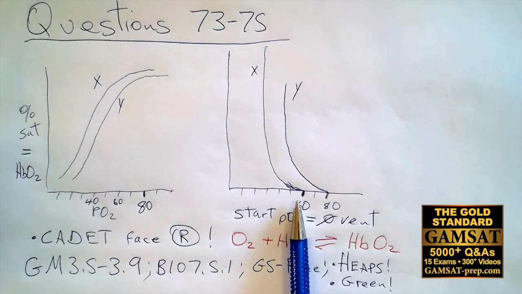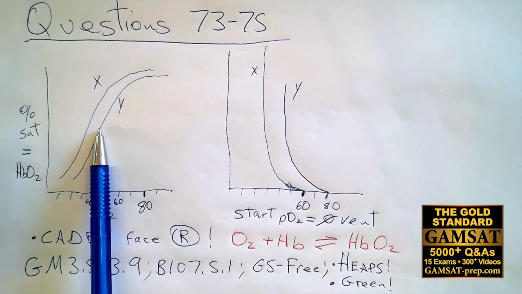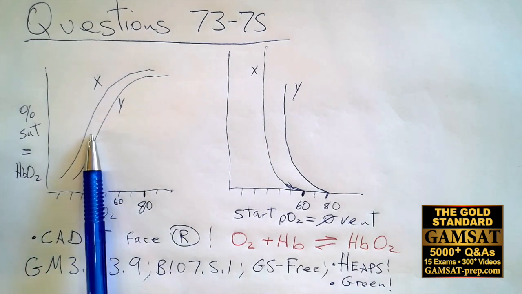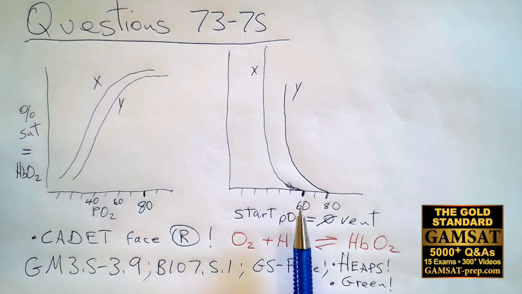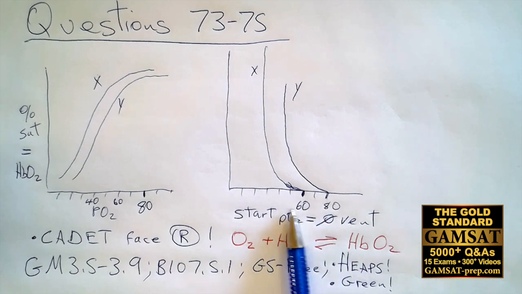Answer choice C, the bird with the lower oxygen affinity increases ventilation at a lower PO2. Okay, so who has the lower oxygen affinity? We've already established Y does. And then when we look back at the ventilation, we notice that Y begins ventilation at 80, which is the higher PO2. And so 73, the answer is D.